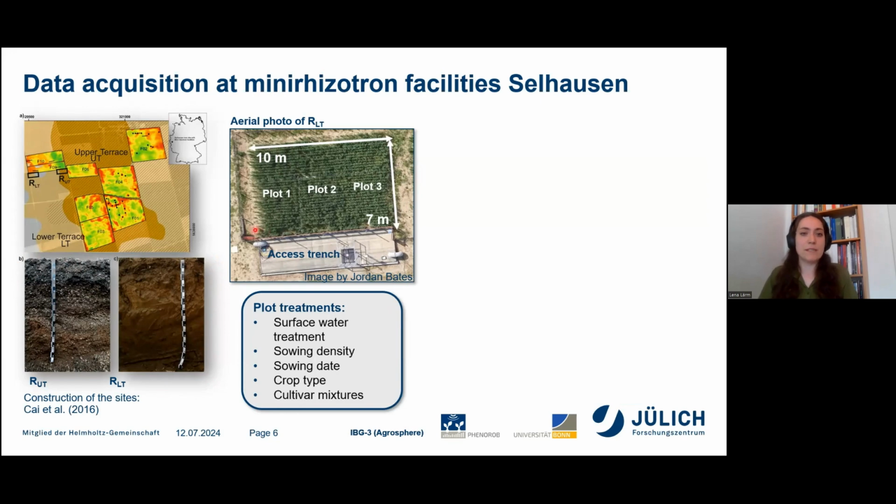We have had the facilities since 2012 and 2014. Different agricultural treatments were considered over the years, which included surface water treatment, soil density, sowing date, sowing crop type, and cultivar mixtures.